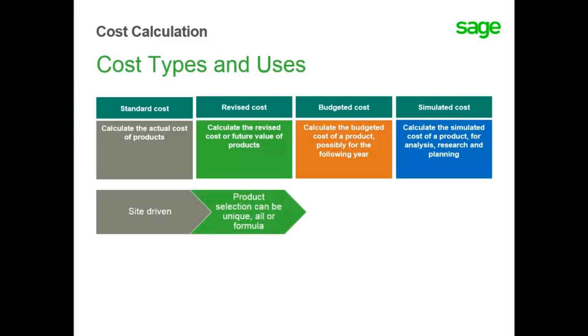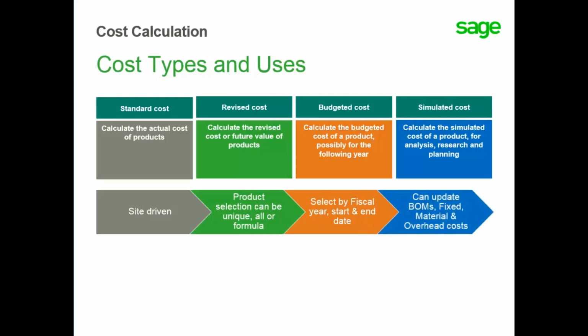Product selection for standard cost can be unique, all, or by formula. This means that you can run a standard cost calculation for a particular product, all products, or a selection of products based on a formula. You can also select standard costs by fiscal year and start and end dates. And standard costs can be used to update bills of material, fixed costs, material, and overhead costs.